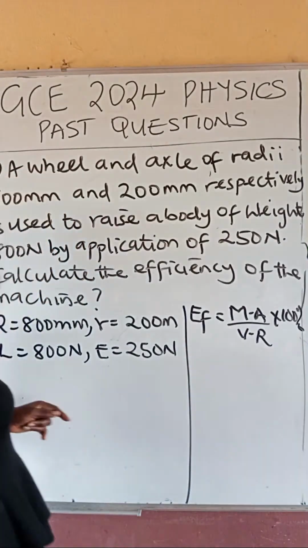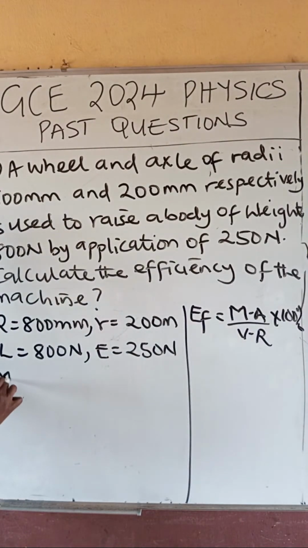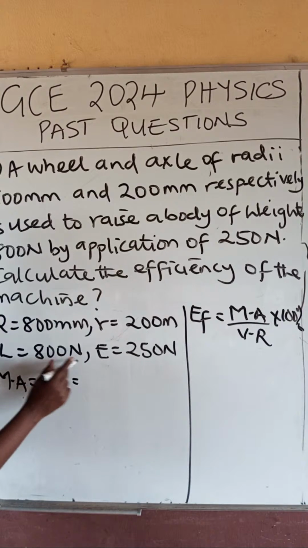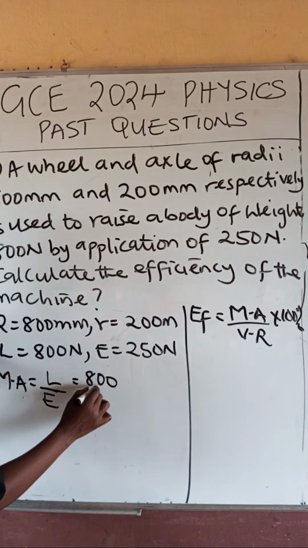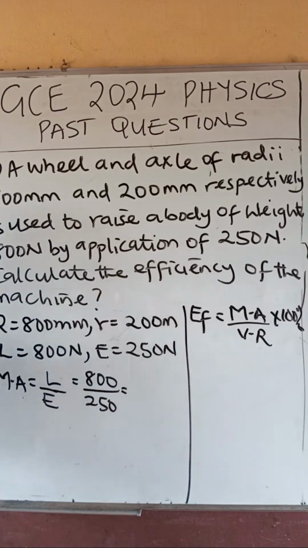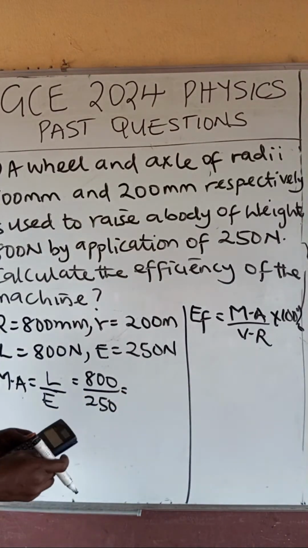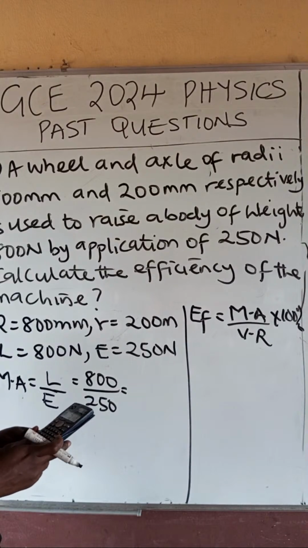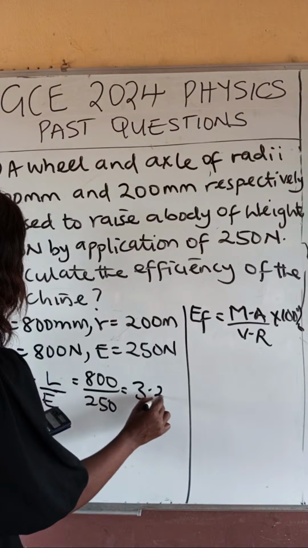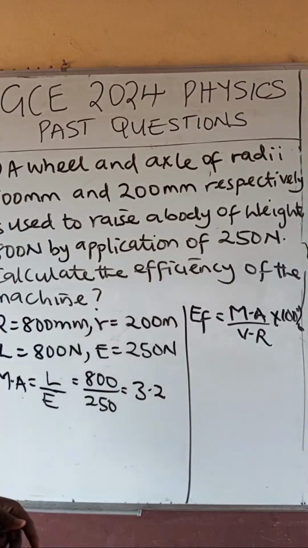Then we put it here to solve our problem. What's my MA? My MA is load over effort. My load is 800, and my effort is 250. So I'm going to divide to see what I have. The answer becomes 3.2.